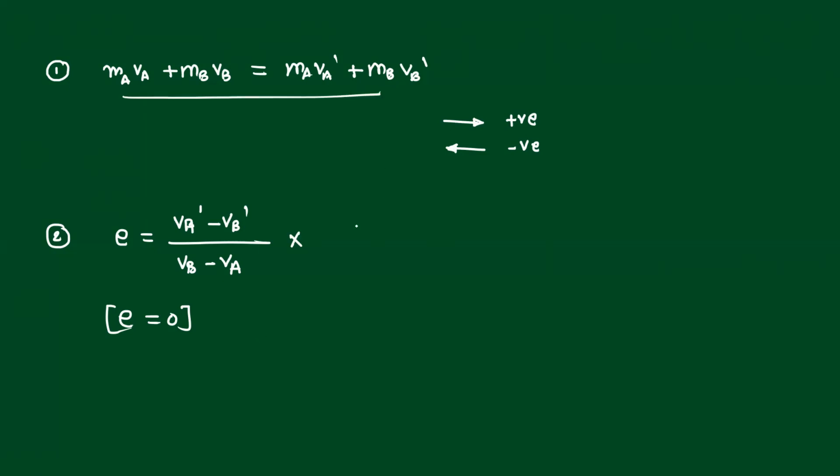And in this equation, if E is equal to 0, VA dash is equal to VB dash. You can put the value as a V dash. So for the plastic impact, directly by using the first equation, that is the conservation of momentum equation, we can directly get the value of VA dash and VB dash. For any other impact, if E is equal to 1 or if E ranges between 0 to 1, we have to use these two equations.